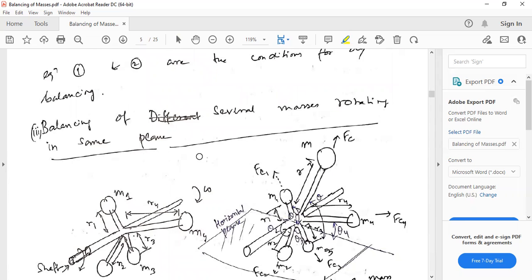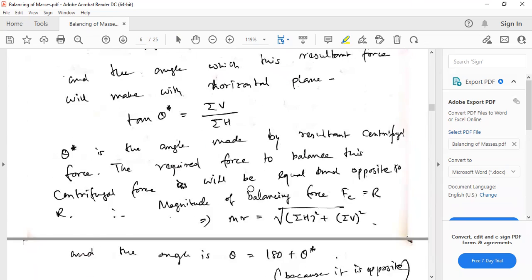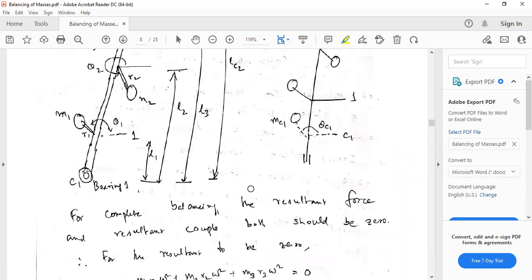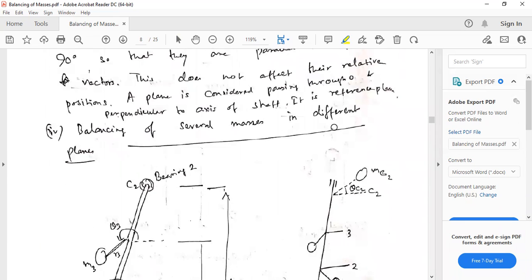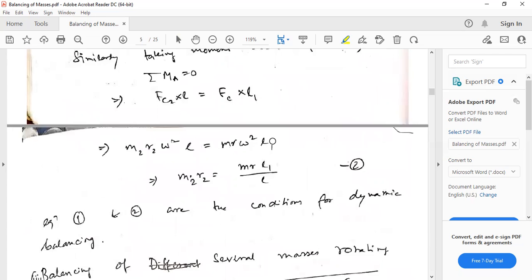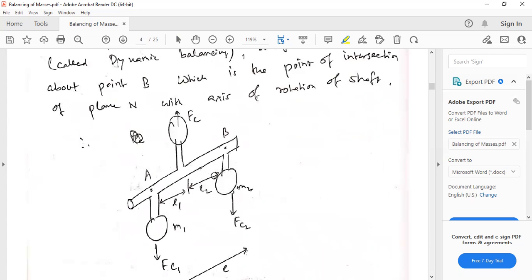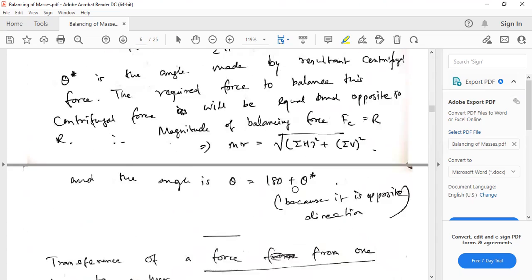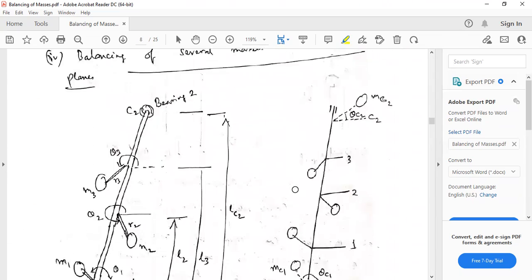Balancing of several masses in the same plane, let's see what happens. Now balancing of several masses in different planes, this we will understand now. We have just seen single mass balancing with masses of different planes. Now balancing of more than one mass in different planes. What to do in that case?